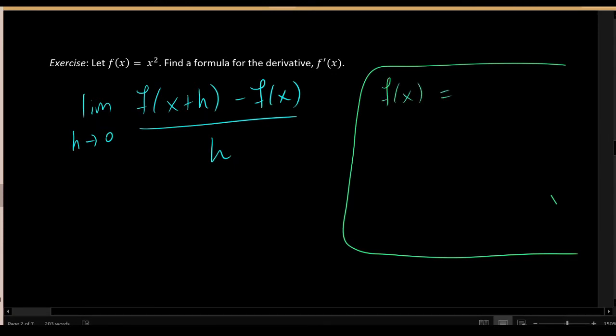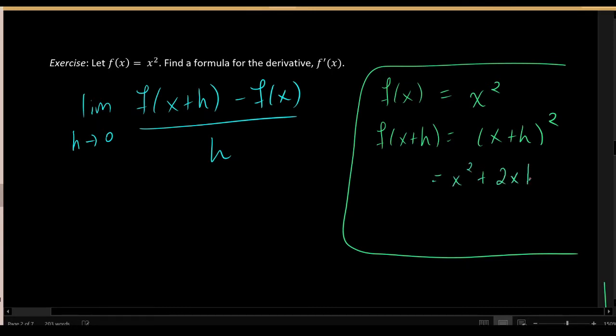Now f of x is given to me as x squared, and f of x plus h must therefore be x plus h squared, because f is the function that squares things. If I simplify that, I'll get x squared plus 2x times h plus h squared.